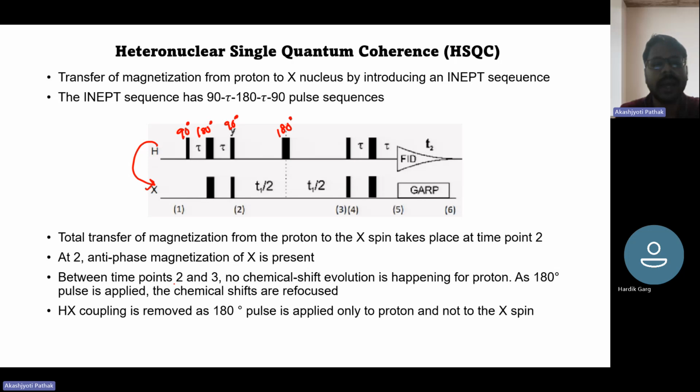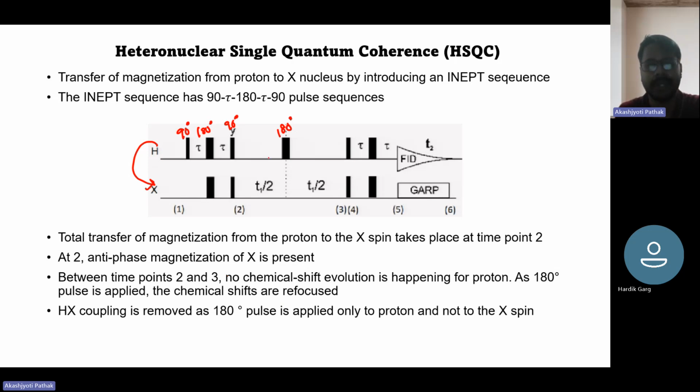So between time points 2 and 3, no chemical shift evolution is happening for the proton. You see over here that this 180-degree pulse is applied to the proton, so the proton will get decoupled from the X nuclei. Between time periods 2 and 3, a couple of things will happen. First, the HX coupling will be removed, and there is no chemical shift happening during this period.